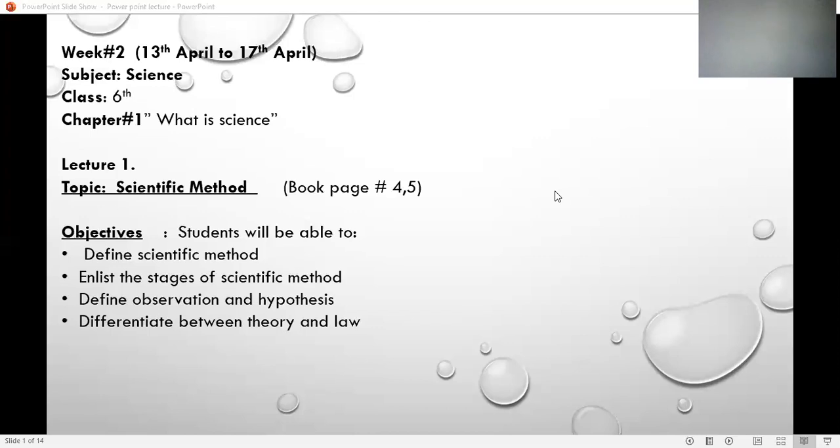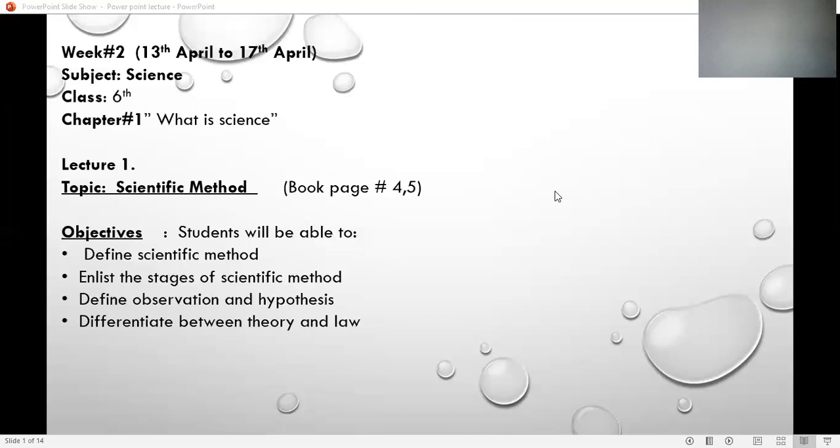But the chapter didn't end here, students. So we have the topic today. We are going to discuss the scientific method. We are going to define what the scientific method is. Then we will investigate some stages of the scientific method, because it's a method, so it has different stages to go through. Then we will define what observation and hypothesis are, and lastly we will define theory and law, and how a theory is different from a law.